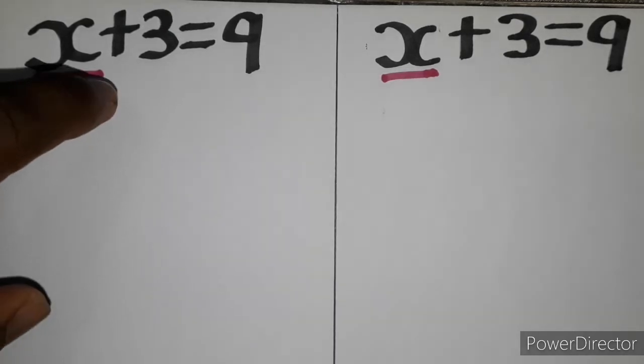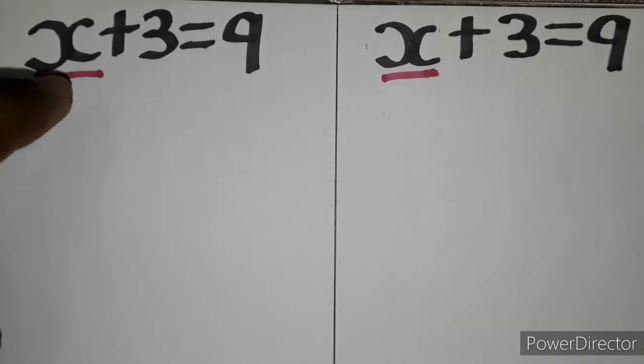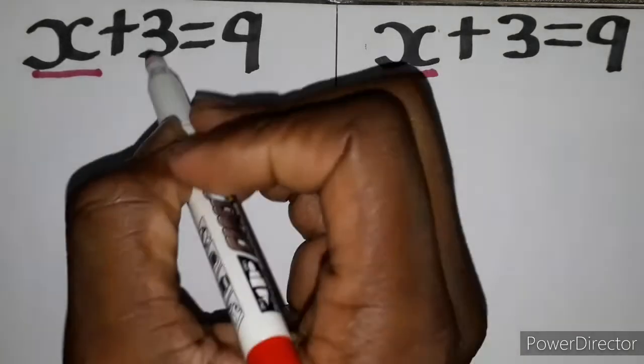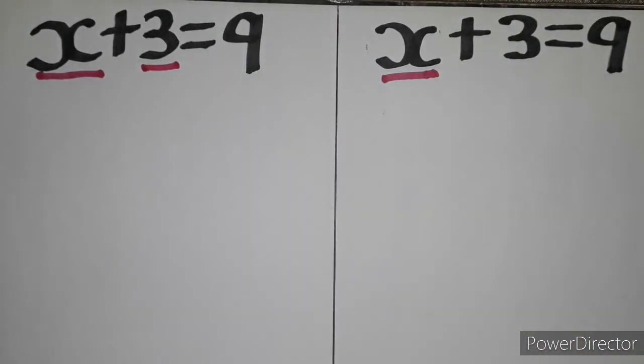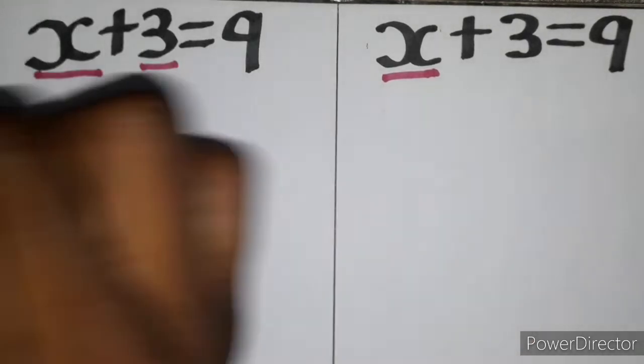When we want to solve this equation, the key is to ensure that this x is left by itself on one side of the equation and everything else is on the other side. So if you want to leave x by itself, we need to get rid of the 3 somehow. What you will have to do is subtract 3 from this side of the equation.